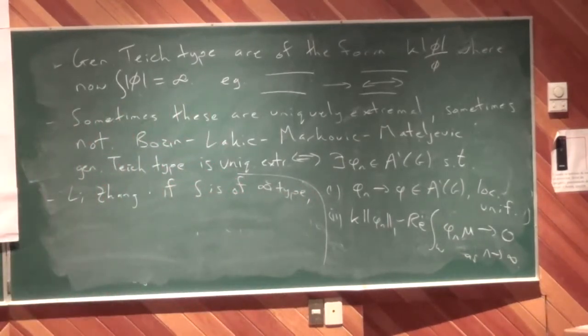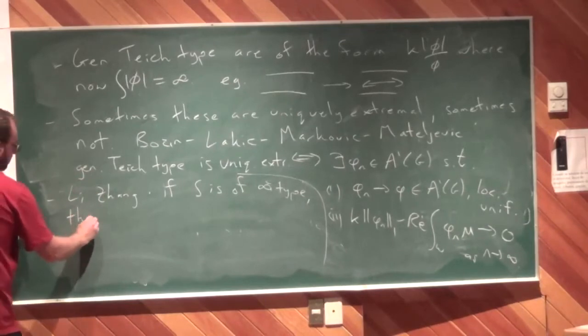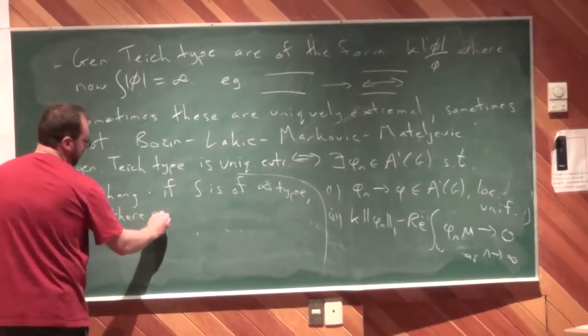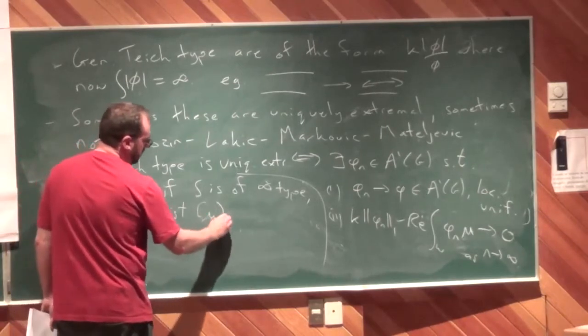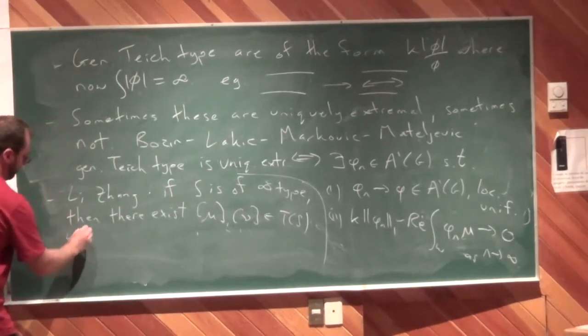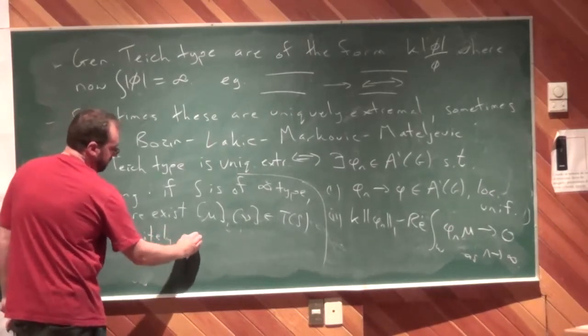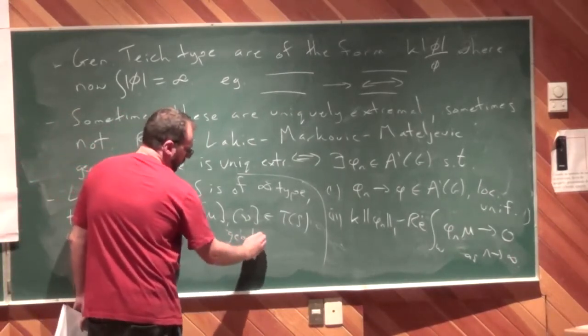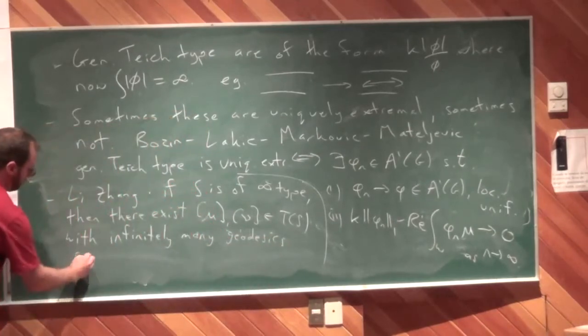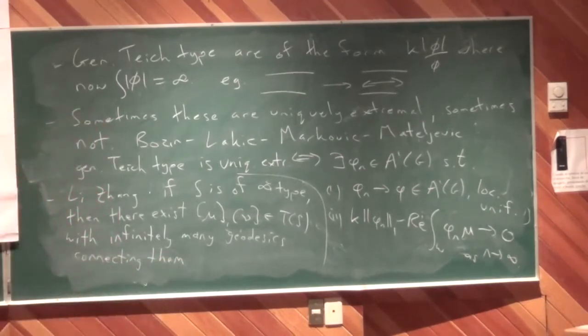So Li Zhang has a couple of papers on geodesics in Teichmüller space, and that's just one result. If S is of infinite type, then you can find two points, mu and nu, in Teichmüller space with infinitely many geodesics connecting them. So these aren't going to be of Teichmüller type because they're not extremal, you don't get geodesics.